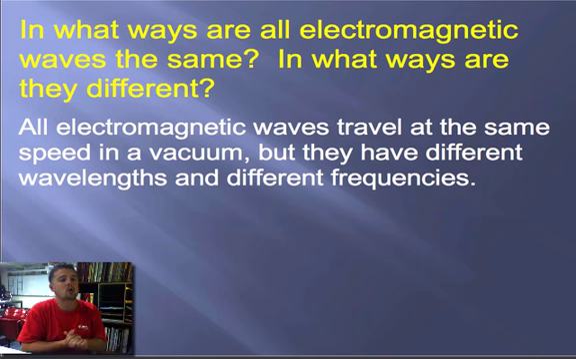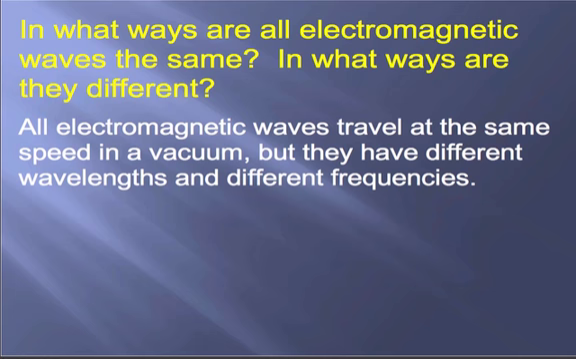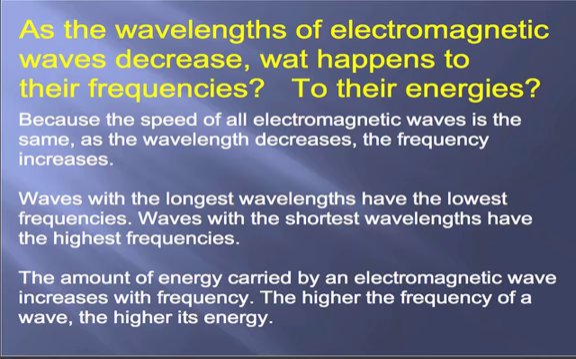Two questions to kind of wrap us up and take a look at this goal and ensure our understanding. In what ways are all electromagnetic waves the same? Well, all electromagnetic waves travel at the same speed. In what ways are they different? They have different wavelengths and different frequencies.